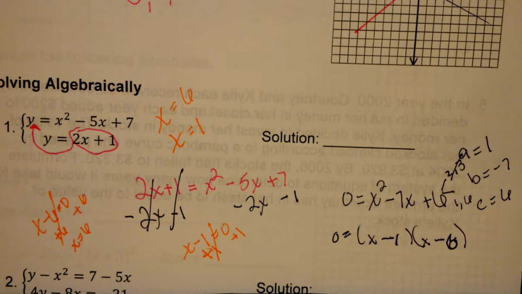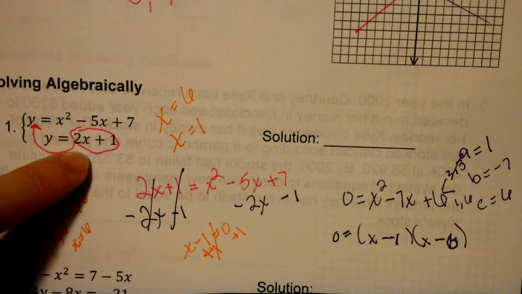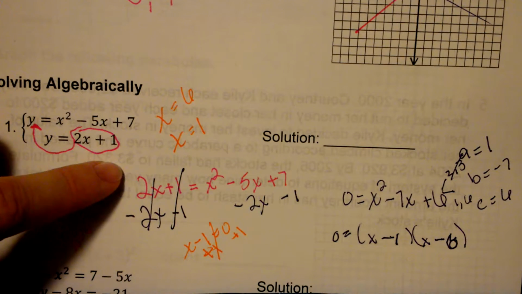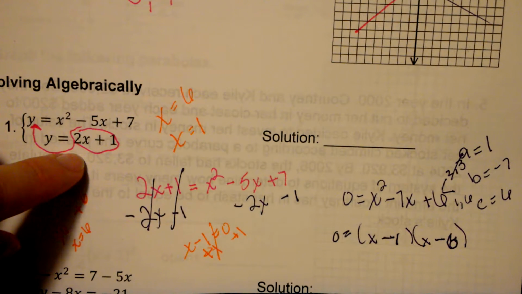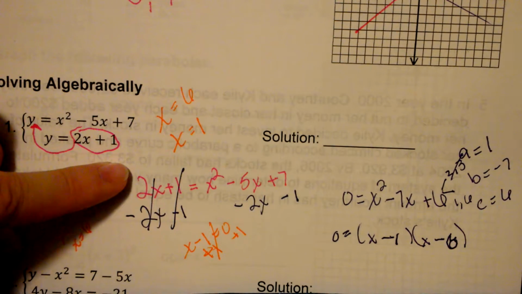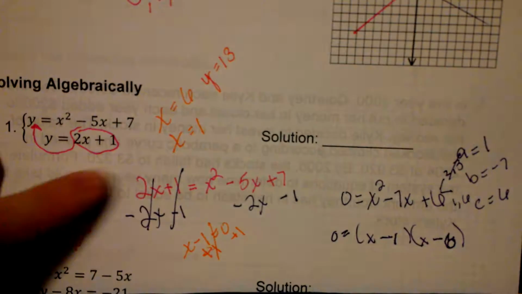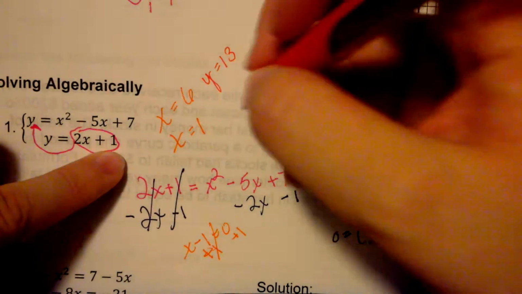So just having x doesn't mean anything. I need to find out what y is. So the easiest one to use is a linear equation. I'm not squaring anything. All I'm taking is my x, multiplying it by 2, and adding 1. So 6 times 2 is 12, plus 1 is 13. And the 1, 2 times 1 is 2, plus 1 is 3.